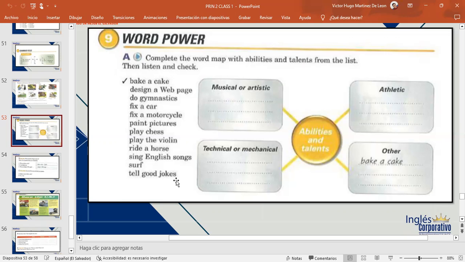No more. Okay, technical or mechanical? Fix a car. Fix a motorcycle. Design a web page. No more. Okay. Athletic.